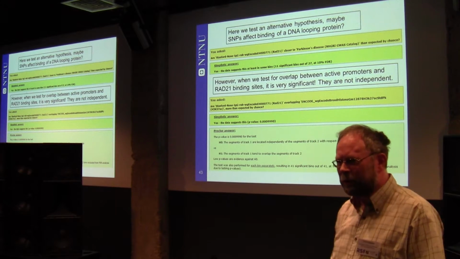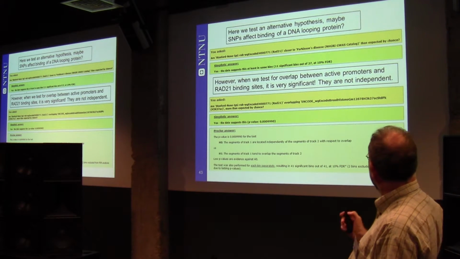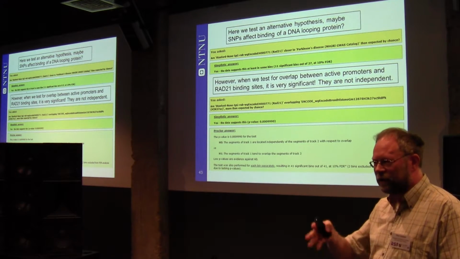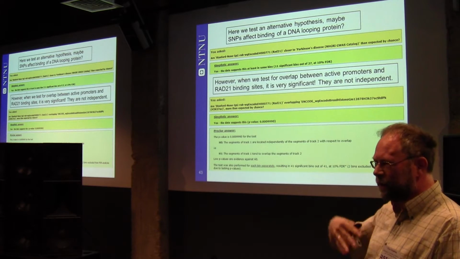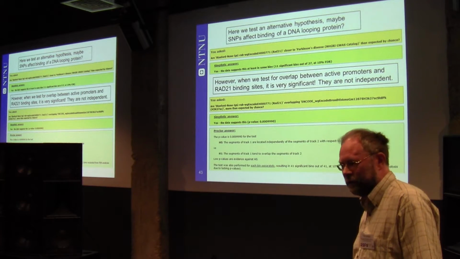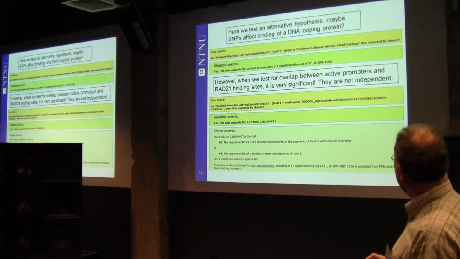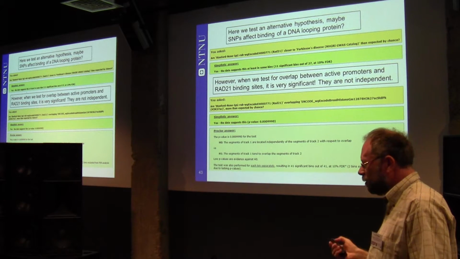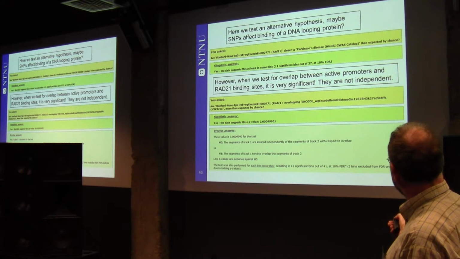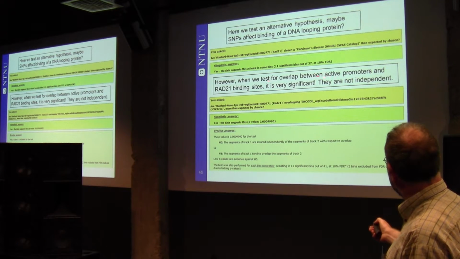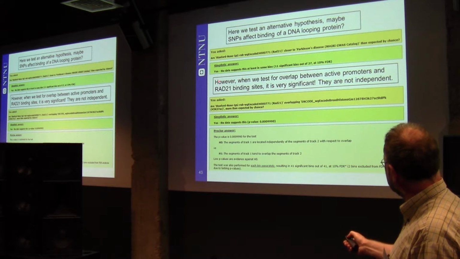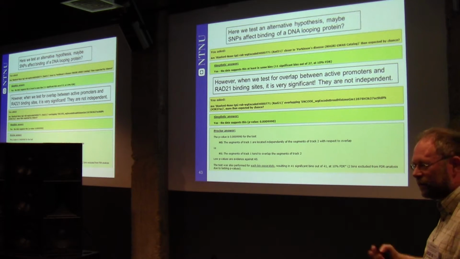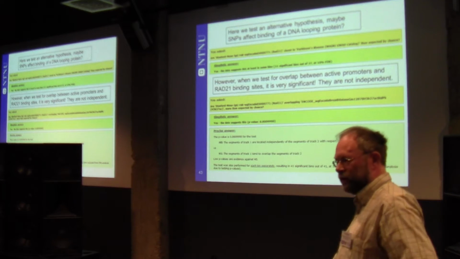Let's try a different hypothesis here. Maybe the SNPs are affecting, rather than binding inside the promoter region, for example DNA looping. And we know that DNA looping is stabilized by cohesin. And cohesin is stabilized, or RAD21 is one of the proteins involved in cohesin that ties together the loops in DNA looping.